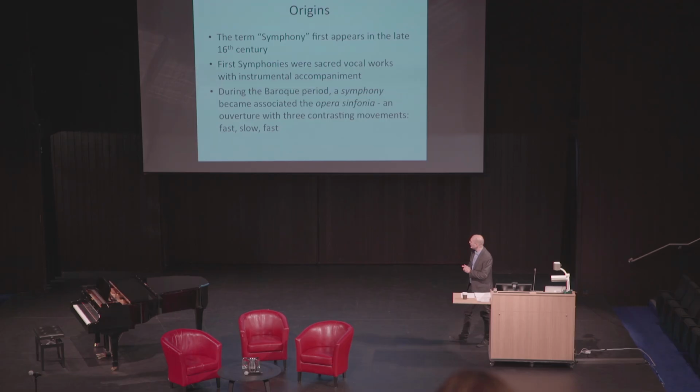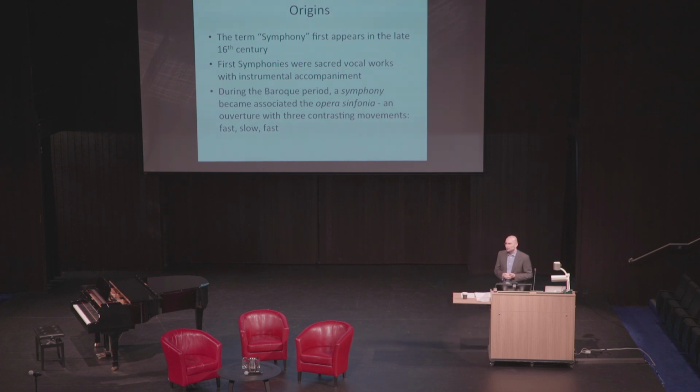The term symphony first appears in the 16th century. The word itself means a concord of sound, so something that sounds nice together. And the first works, which are called sinfonias, appear in Giovanni Gabrieli's Sinfonia Sacra, 1597, again St. Mark's Cathedral in Venice. Just like the concerto, they were sacred works with singers, soloists, choir, and instrumental accompanists.